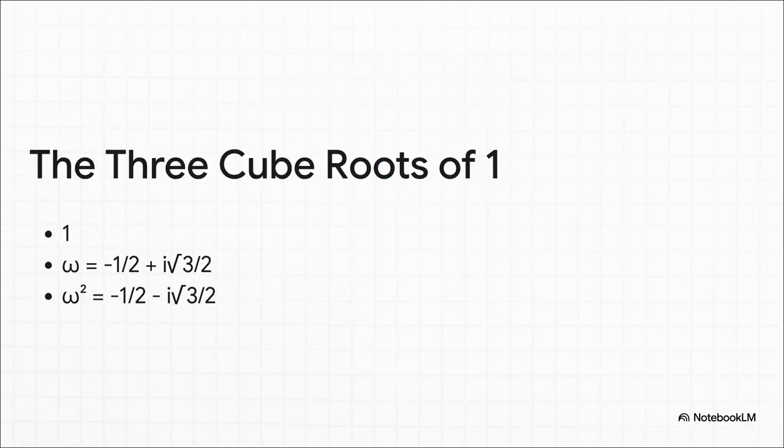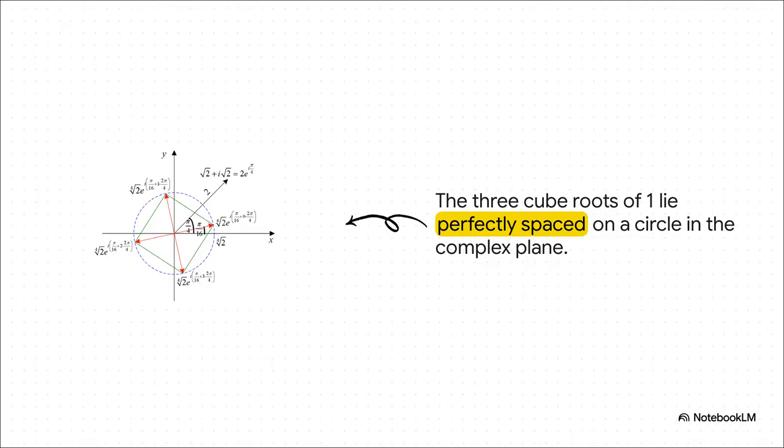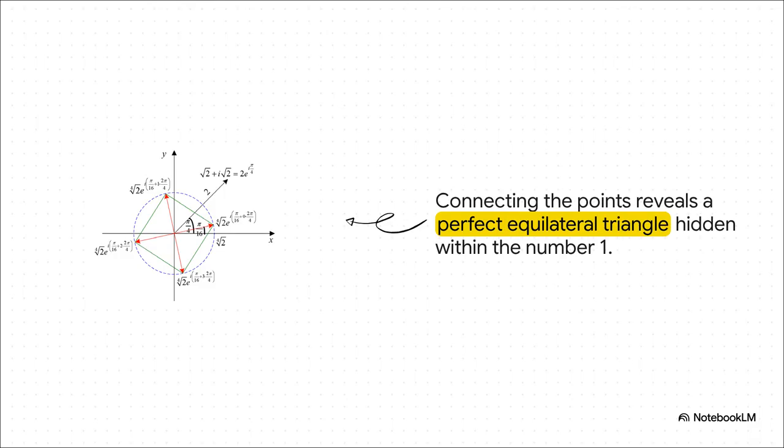You see, in the complex plane, there are actually 3 cube roots of 1. You've got the obvious one we all know, and then you've got these two other complex numbers. Algebraically, looking at them like this, they look completely random and unrelated. But the second you plot them on the complex plane, just look what happens. They all land perfectly spaced out on a circle. A hidden pattern just pops into existence. And what if we connect those 3 points? They form a perfect, gorgeous equilateral triangle. This beautiful, symmetrical shape was hiding inside the number 1 the entire time.